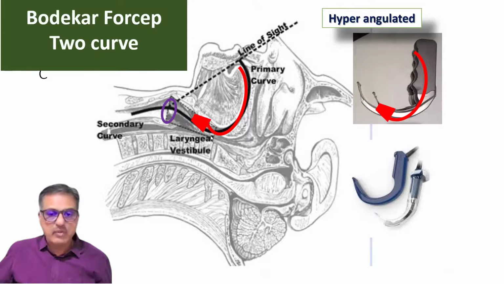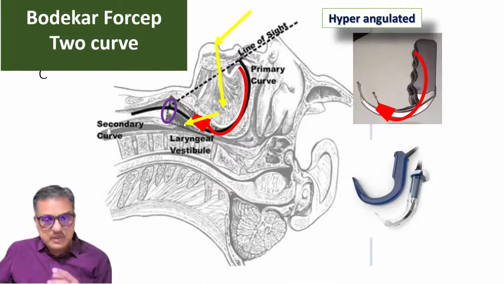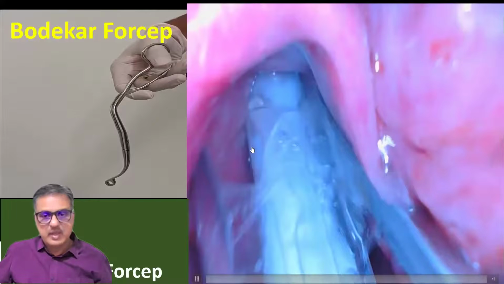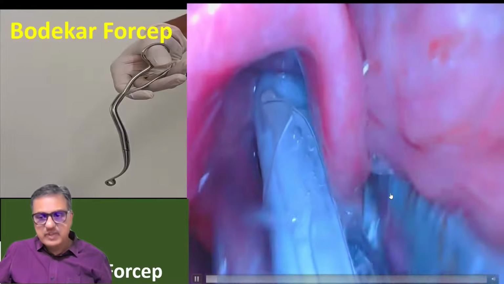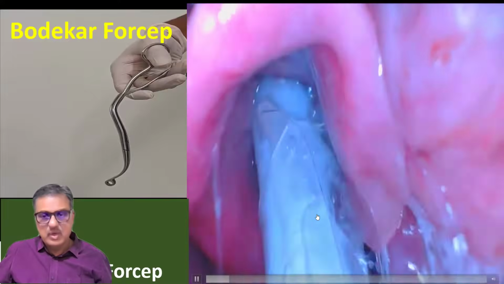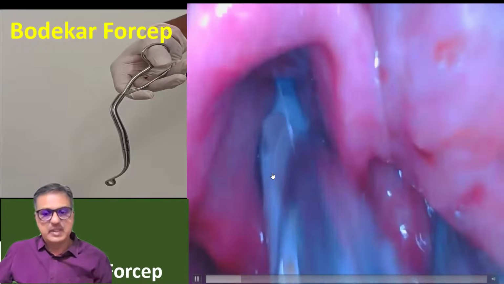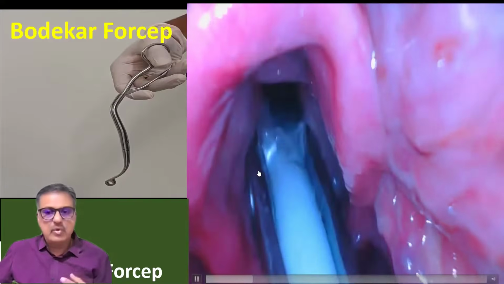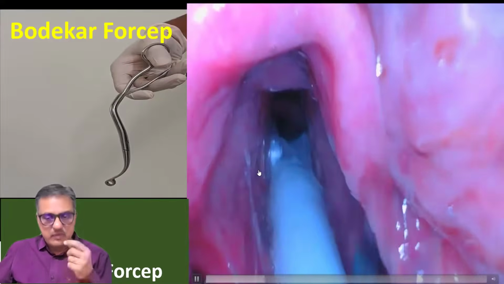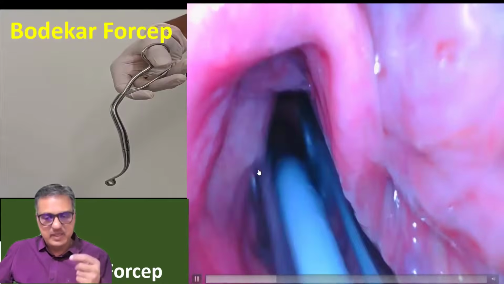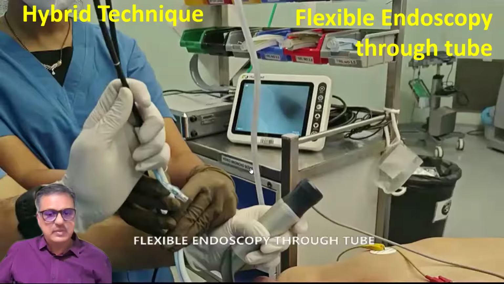But when you are using the Bodecker forceps, because it has two curves, the tip is just in front of the camera. You will be able to visualize the tip of the Bodecker forceps, take the grip of the tip of the endotracheal tube with the Bodecker forceps, and advance the tube inside the larynx. Look at this video. Here, holding the tip with the Bodecker forceps because of the two curves, and then advancing the tube inside the larynx. This is how you can make use of Bodecker forceps when your tube is getting impinged or the tube is sliding down into the esophagus.